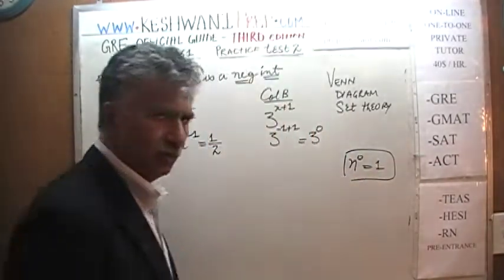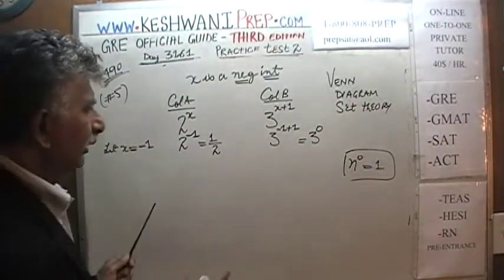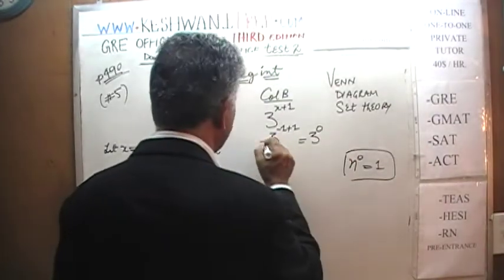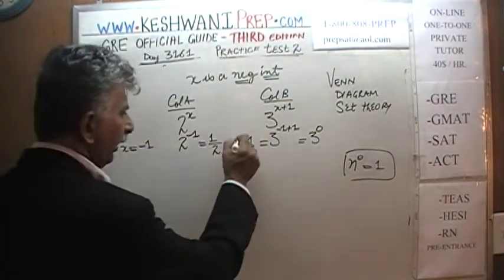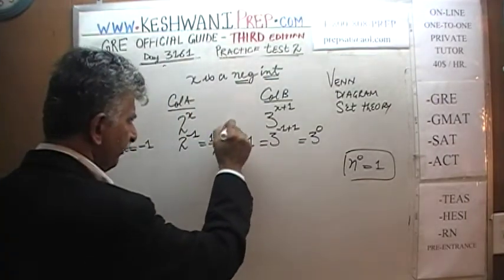That's something we have to know. Any number raised to 0 is 1. So 3 raised to 0 is 1. So here we have 1 half, here we have 1. In this scenario, the answer is B.